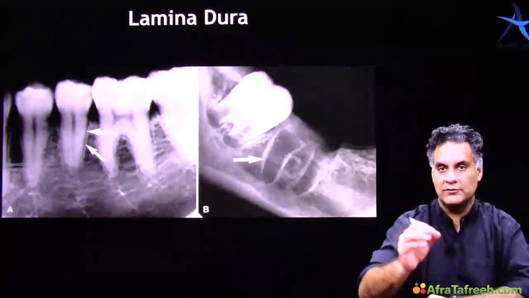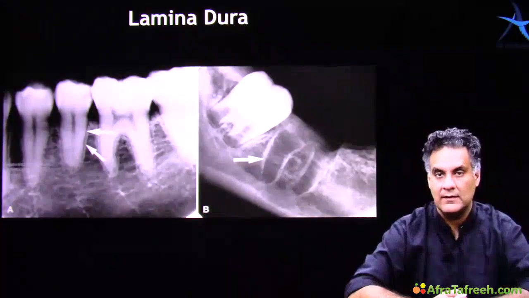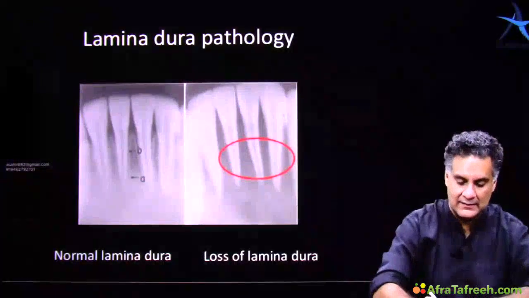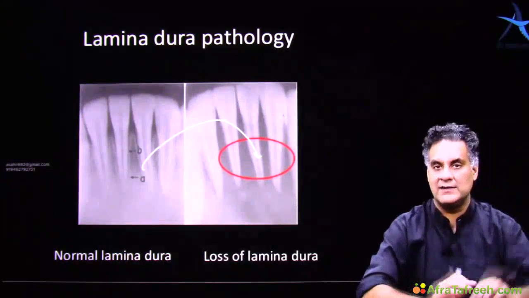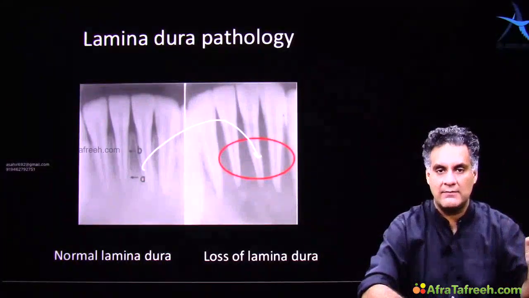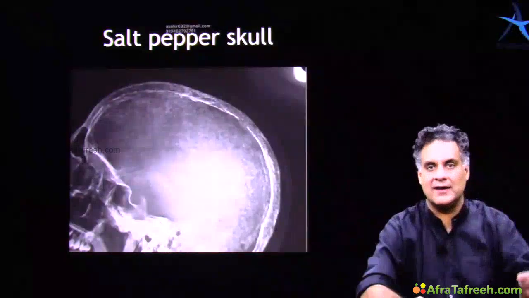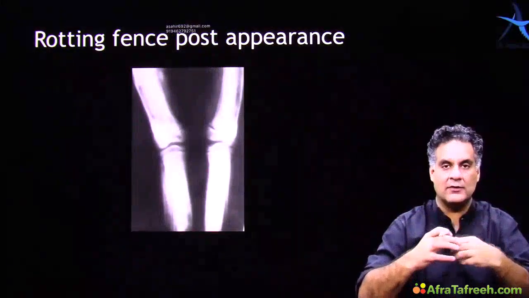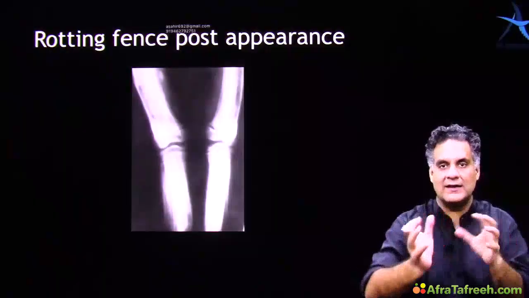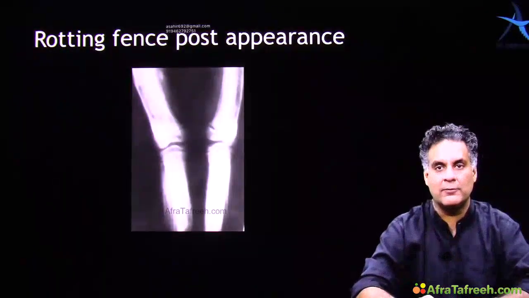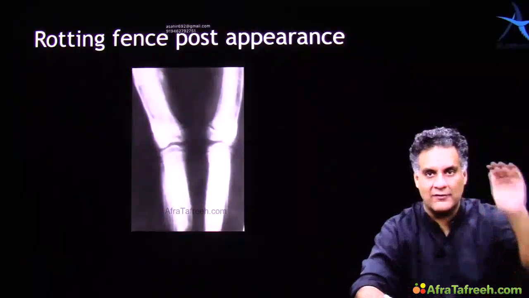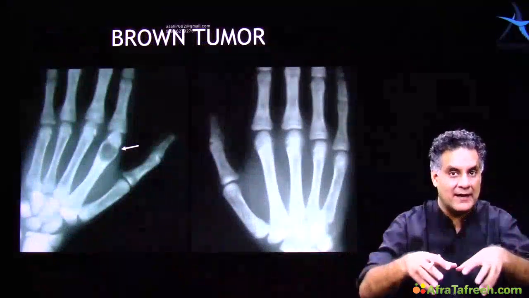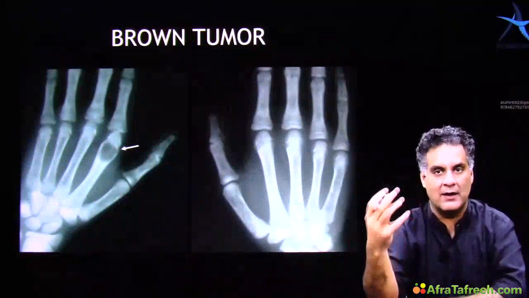So I just spoke about a bone softening disorder called as hyperparathyroidism. Our teeth have got lining called as lamina dura. And when there is a resorption of the lining, it's called as loss of lamina dura. It is seen in hyperparathyroidism, which will cause salt and pepper skull. Or because the PTH acts on the osteoblast also, we can be having sclerotic and lytic phases called as rotting fence post appearance. You remember as a child we used to draw the fence post. And they also have lytic cavities filled with blood, and the blood degradation product gives it a brown color called as a brown tumor.